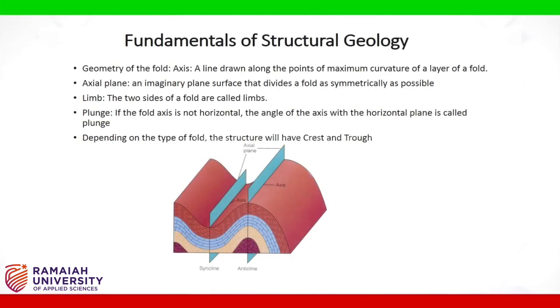Geometry of the fold. Axis: a line drawn along the points of maximum curvature of a layer of a fold. Axial plane: an imaginary plane surface that divides a fold as symmetrically as possible. Limb: the two sides of a fold are called limbs. Plunge: if the fold axis is not horizontal, the angle of the axis with the horizontal plane is called plunge. Depending on the type of fold, the structure will have crest and trough.